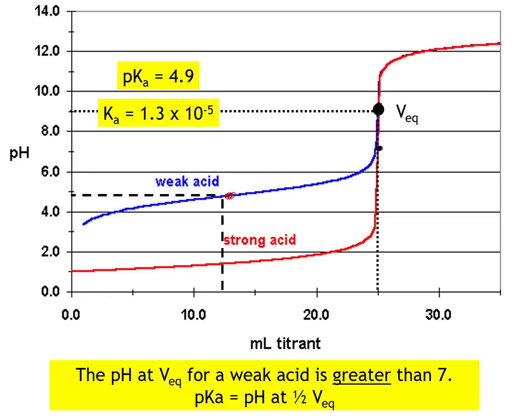Remember, the way you can undo the little p function is that Ka is equal to 10 to the negative pKa. So you do 10 to the negative 4.9, hit equals, and it tells you that the Ka for this particular acid is 1.3 times 10 to the minus 5. So it's just extra information that you can get.